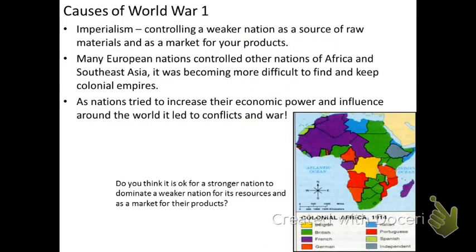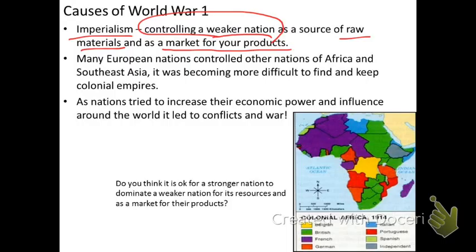Let's take a look at our second cause of World War I. That, of course, would be imperialism. Controlling a weaker nation. Of course, this is the key phrase right there, controlling a weaker nation as a source of raw materials and a market for your products.